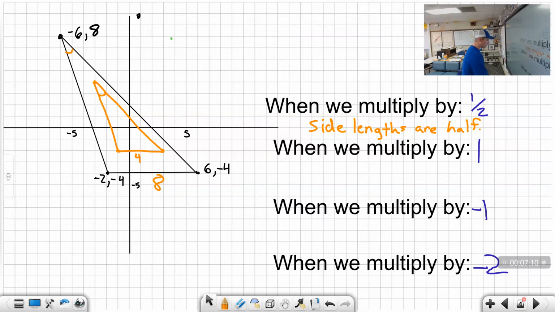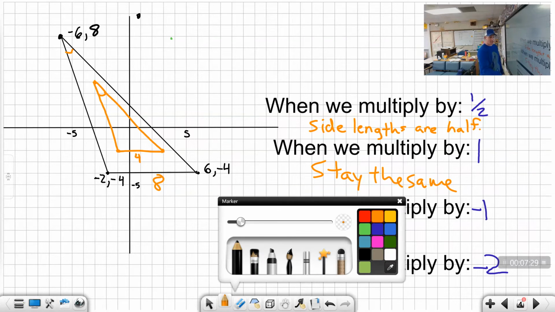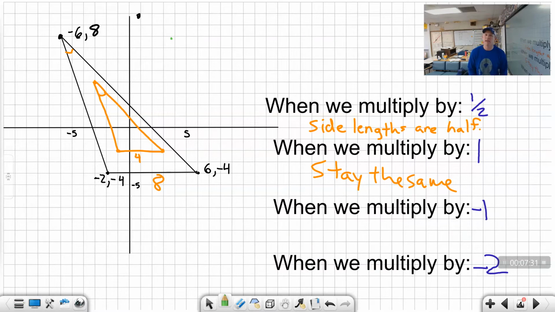So question, what will happen when we multiply by 1? What happens anytime you multiply by 1? It's going to stay the same. I don't need to do any of this multiplication. It is going to stay exactly the same. Same place, same size, same shape.